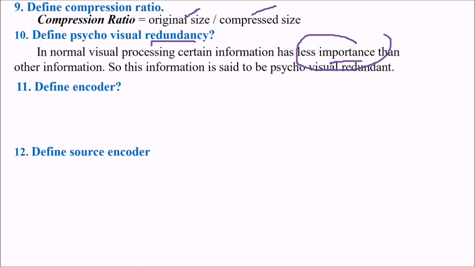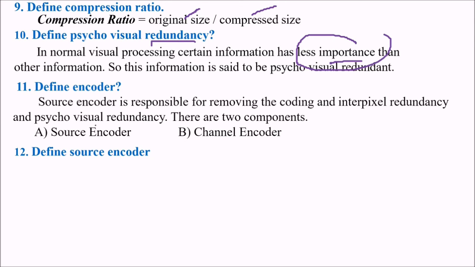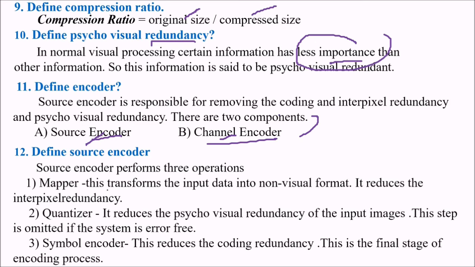Define the encoder. What is an encoder? You have the source encoder and the channel encoder. The source encoder is responsible for removing coding, interpixel and psycho-visual redundancy. So what is the source encoder? The source encoder performs 3 operations: first mapping, then quantizing, and then symbol encoding.